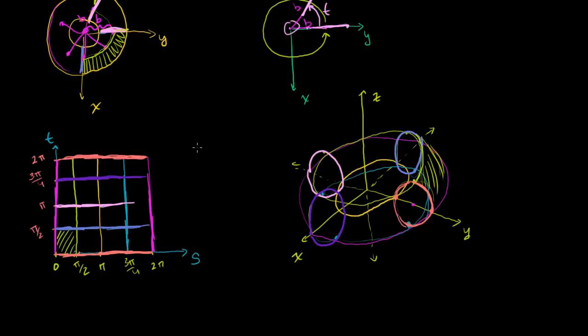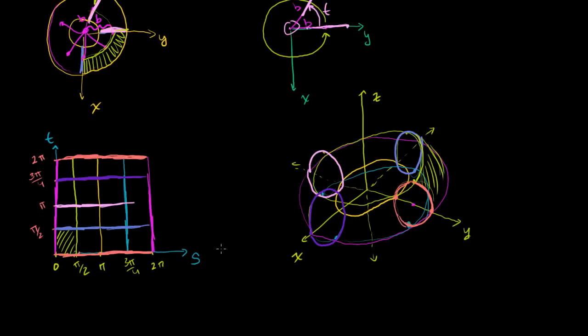I'll stop this video here. In the next video, we're going to talk about how we actually parameterize using these 2 parameters. Remember, s takes us around each of these circles, and then t takes us around the z-axis. And if you take all of the combinations of s and t, you're going to have every point along the surface of this torus or this donut.